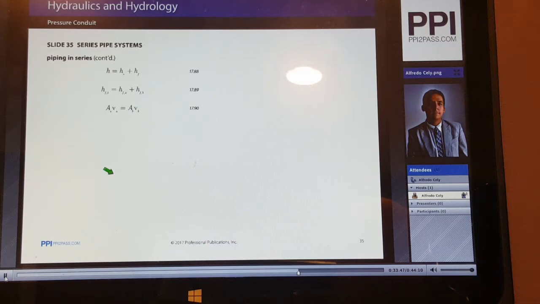You can see that the head of a pipe in series is equal to the velocity head plus the head loss due to friction. And the head loss due to friction is going to be equal to your major losses and your minor losses. One other key point is your continuity equation. The flow at point A needs to equal the flow at point B.